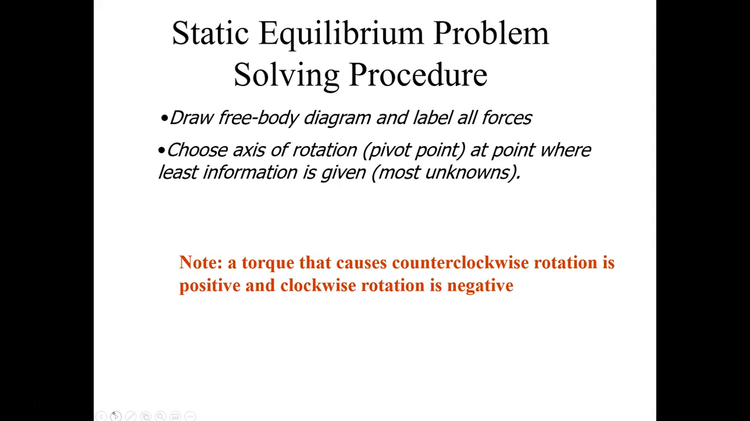We're going to want to choose some axis of rotation and a pivot point. The pivot point is where the least amount of information is given, or the most unknowns. You can pick this wherever you want, really, but usually it's going to be at some fulcrum. If we're doing a seesaw problem, it'll be at the center of the fulcrum, or a lot of times it'll be obvious where the pivot point is going to be, or we'll tell you where it's going to be, but sometimes you have to choose it. You just want to choose it where you know the least amount of information. That way any forces acting at that point produce 0 torque.